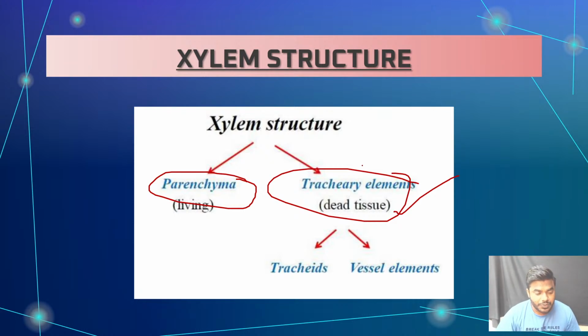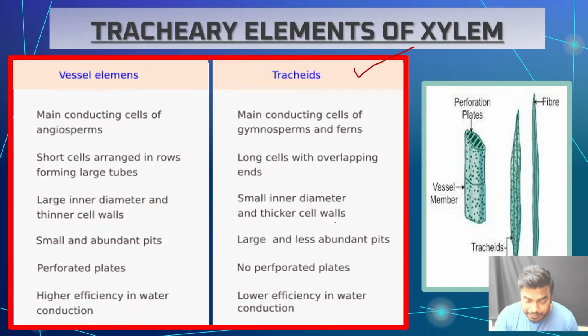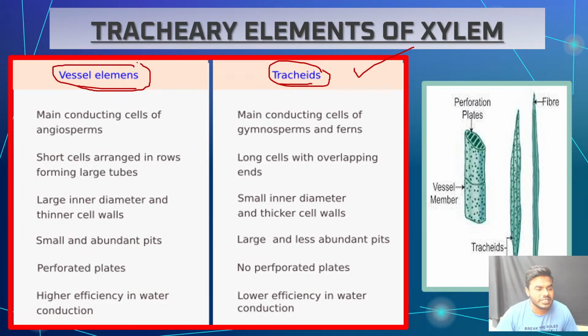So friends, these tracheary elements are broadly categorized into tracheids and vessel elements. Kindly don't forget. And I hope you all remember. Friends, among the vessel elements and the tracheids, which shows the lower efficiency in water conduction? Obviously, friends, tracheids will show the lower efficiency in water conduction, whereas friends, what about the vessel elements? Vessel elements always show the higher efficiency in water conduction. Please kindly don't forget it.